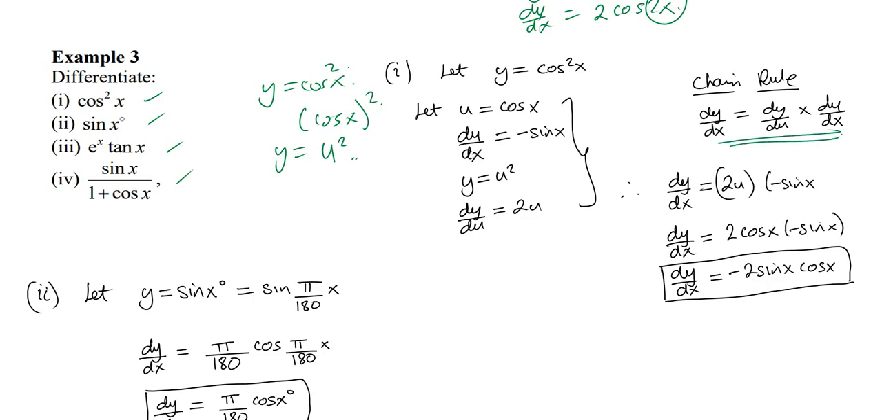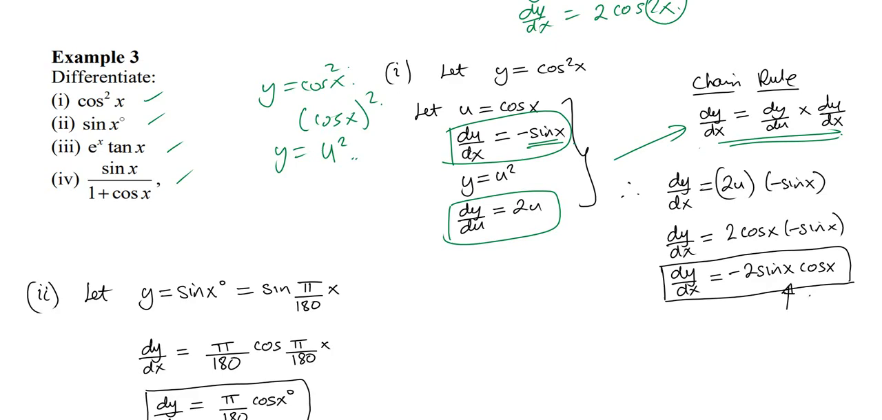So we need to use the chain rule, and we let u equal cos x, we differentiate that, and we get minus sine x. But we know that y equals u squared, so we differentiate u squared to get dy by du. Okay, so there's our two values. We substitute it into there. And then we know that u is cos x, and we end up with this.